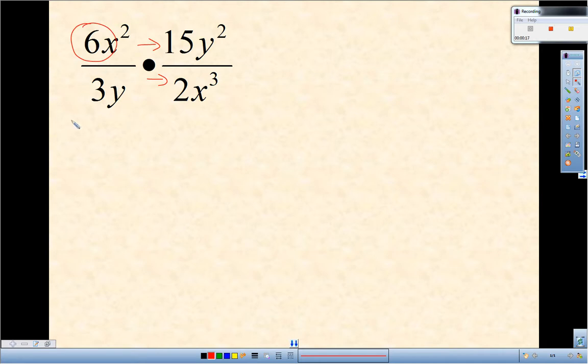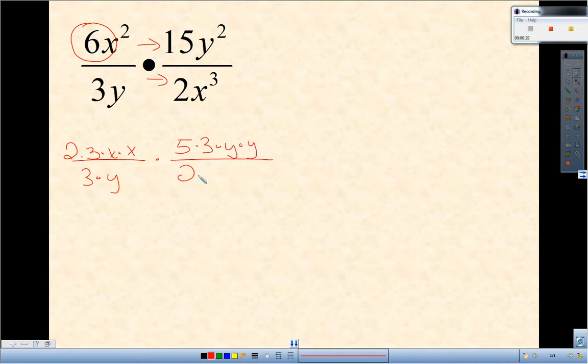we can reduce it. So 6 factors into 2 times 3 times x times x. 3 is just 3 times 1. 15 is 5 times 3 times y, and 2 just remains 2. And then you cross out your common factors, one in the numerator, one in the denominator, and so on. And what's left over?